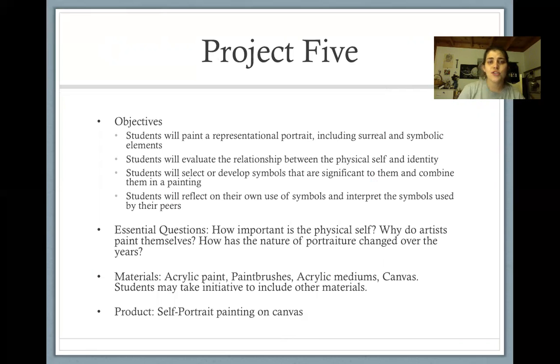So the essential questions are, how important is the physical self? Why do artists paint themselves? How has the nature of portraiture changed over time? It used to be a necessity, but now we have photography. Why do we still do portraits?